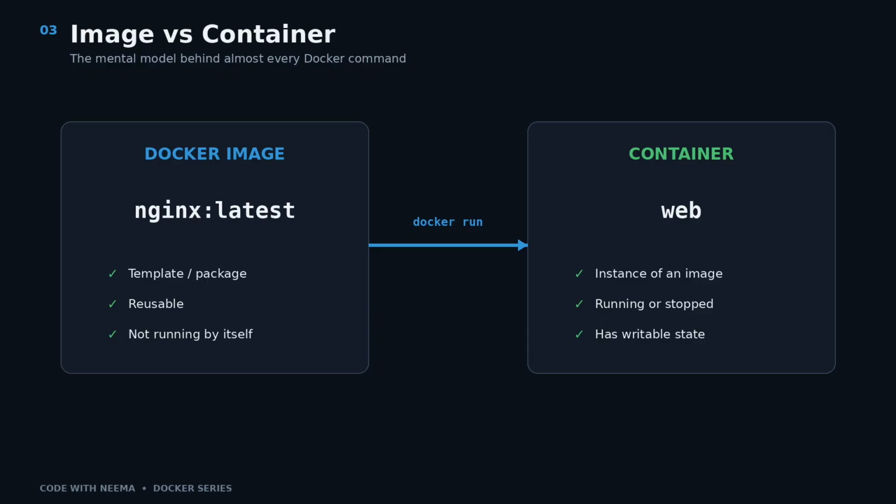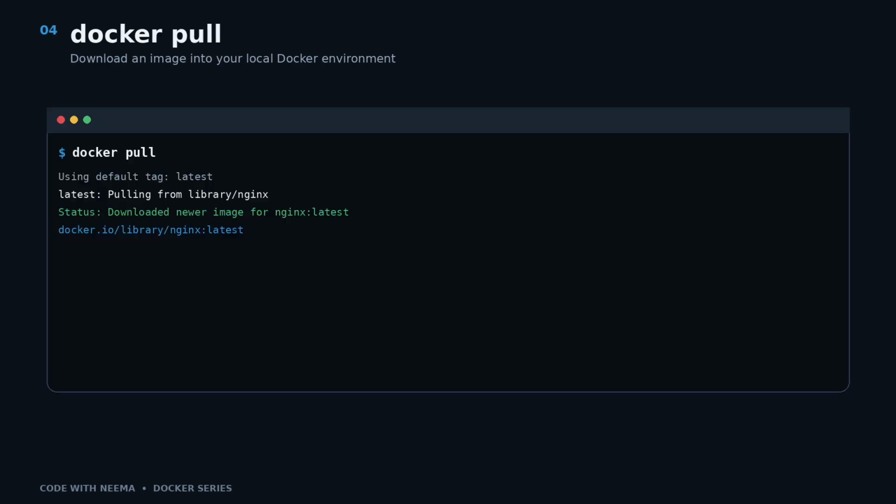Before learning the commands, remember this distinction. An image is the packaged template. A container is a running or created instance of that image. For example, Nginx latest is an image. When we run that image, Docker creates a container from it. Let's start with Docker pull.